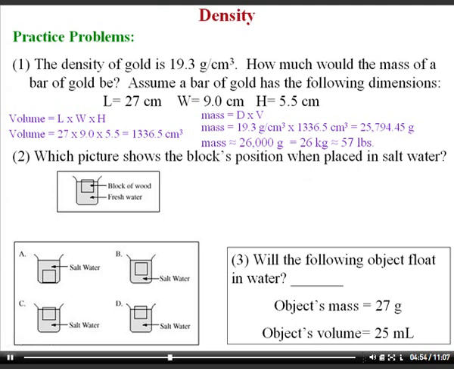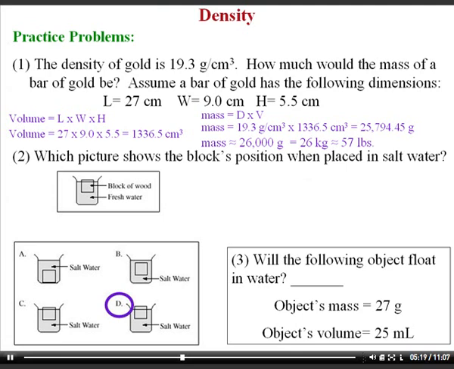In picture A, we see that the block is sinking. In picture B, it's hovering, so that would mean it has the same density as the salt water. In picture C, it's identical to our original picture. And in picture D, it's floating higher. So what would happen if you put it into salt water? And the answer is it would float higher up, because salt water is more dense than fresh water. So objects would float higher in a more dense liquid.